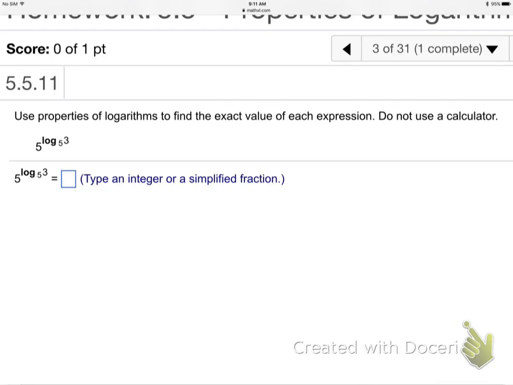Okay, so 5 to the log base 5 of 3. If you were just to guess, what do you think the answer is? 3. It is 3. Now, it's fine with me on a test just to say it's 3. Why? Because the base and the log base match, so they're going to cancel. It's going to be 3. Now, that's not really a proof. That is the answer. Let me prove it to you also.